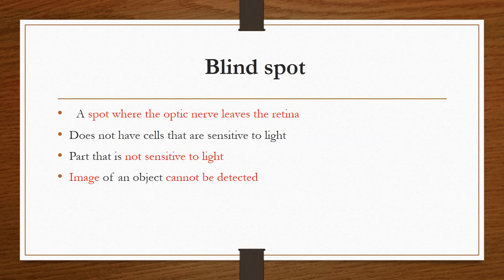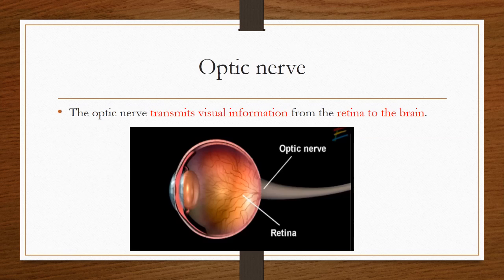Blind spot: a spot where the optic nerve leaves the retina. It does not have cells that are sensitive to light. So as this part is not sensitive to light, the image of an object cannot be detected on the blind spot. The optic nerve transmits visual information from the retina to the brain. The brain has to interpret the information, correct it and transform it into a proper image.